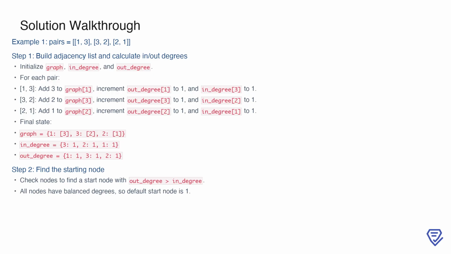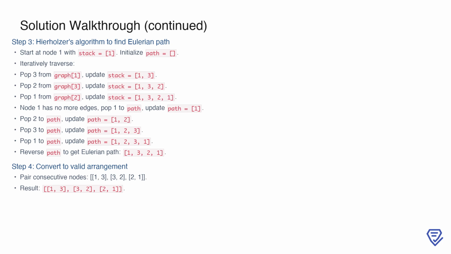By the end of this step, the adjacency list is 1 to 3, 3 to 2, 2 to 1, and both the in degrees and out degrees of all nodes are balanced at 1. Since no node has an out degree greater than its in degree, we can choose node 1 as the default starting node. To find the Eulerian path, we use Hierholzer's algorithm.